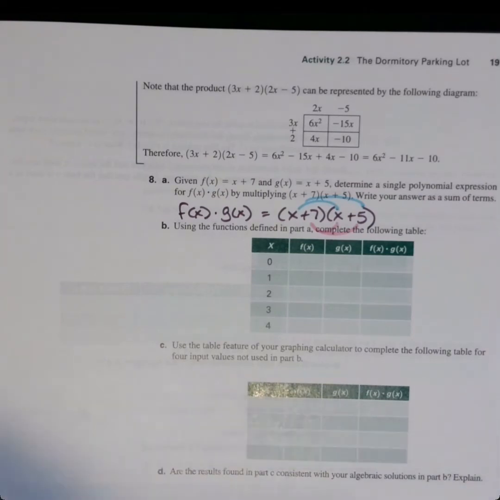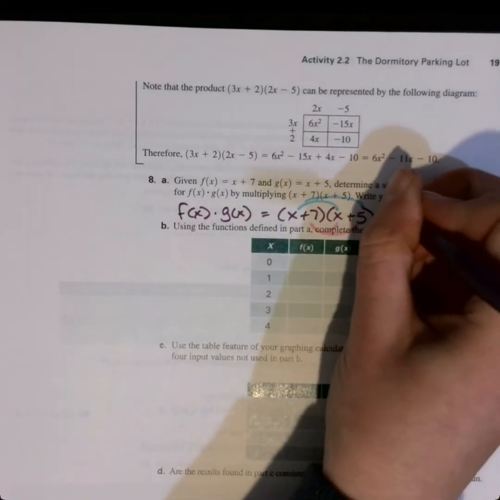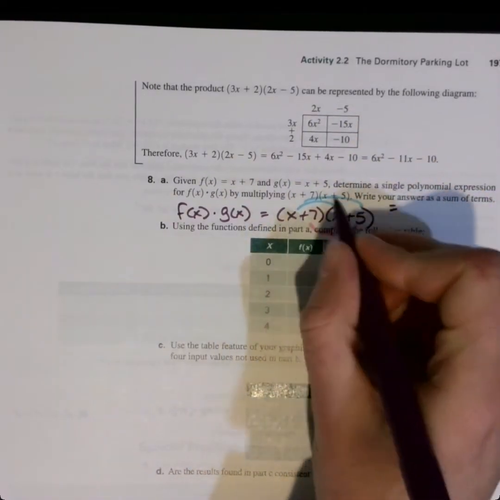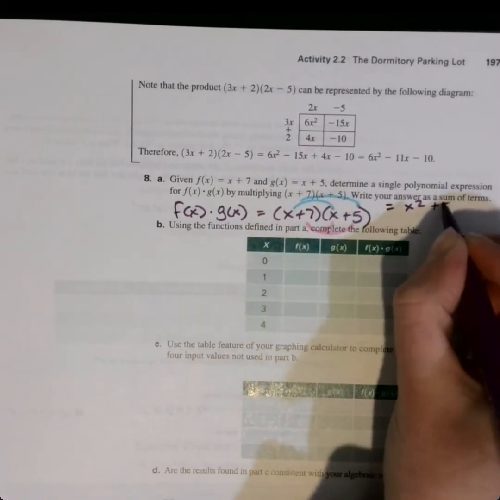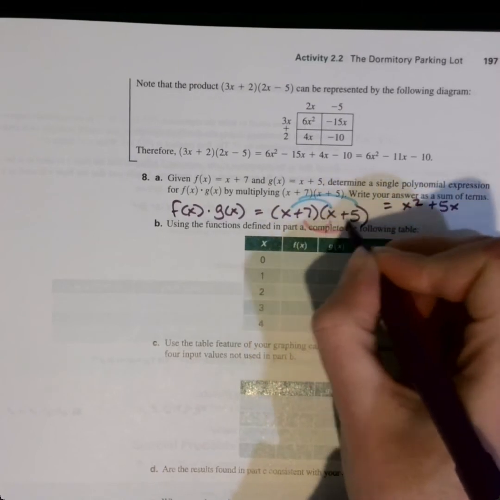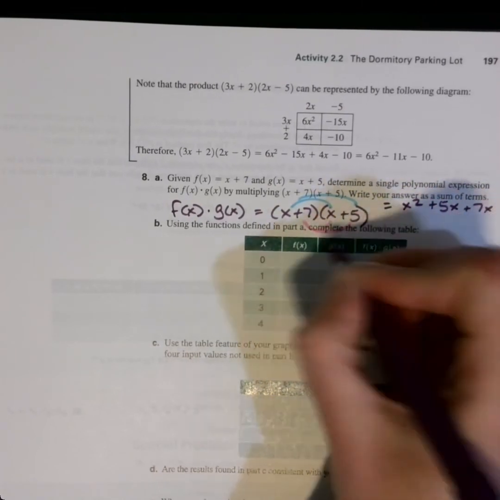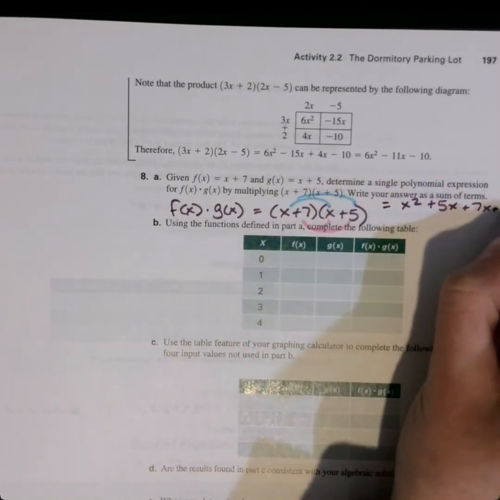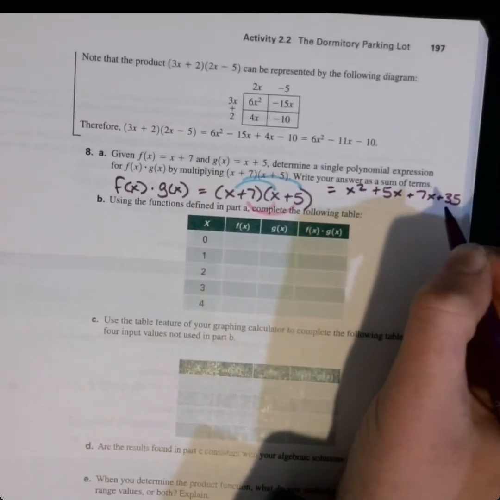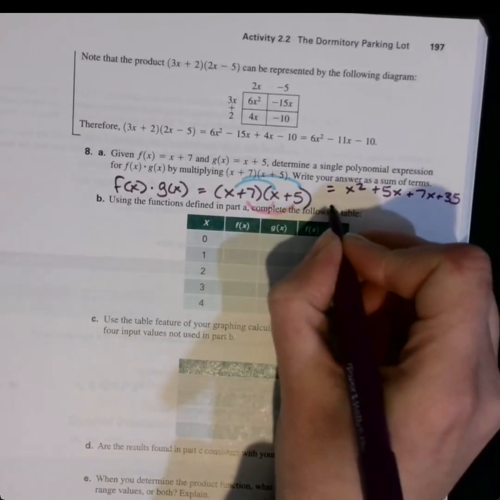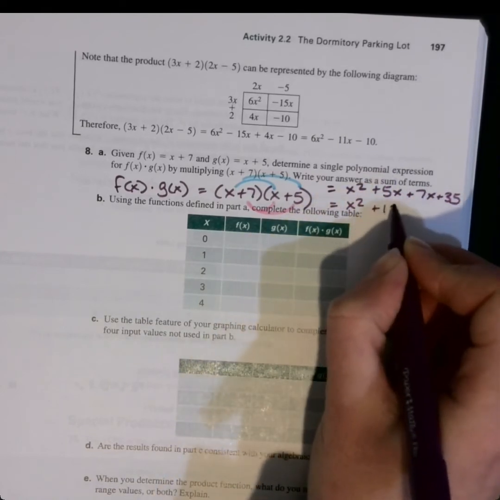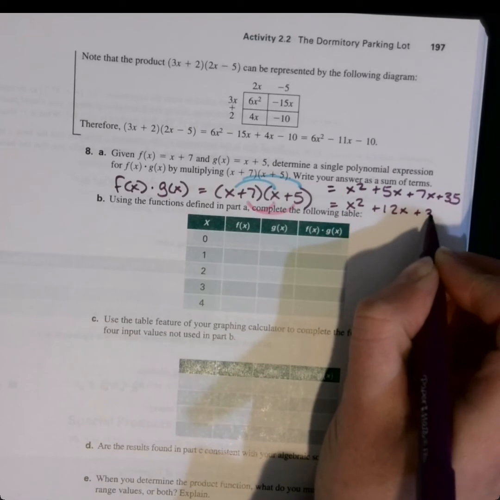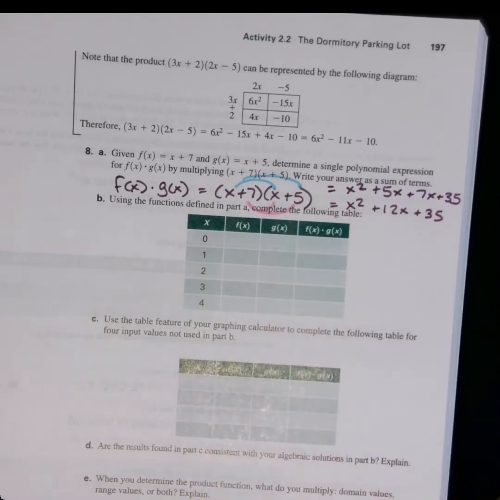So I'm going to write small because I'm going to have to combine like terms. So first, x times x is x squared. Then x times 5 is 5x. Then 7 times x is 7x. And 7 times 5 is 35. There we go. And then we combine like terms. We'll have x squared plus 5x and 7x are like terms. That gives us 12x plus 35. So that would be our simplified solution for that product function.